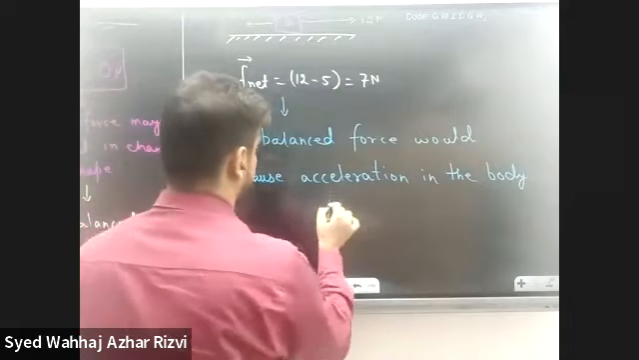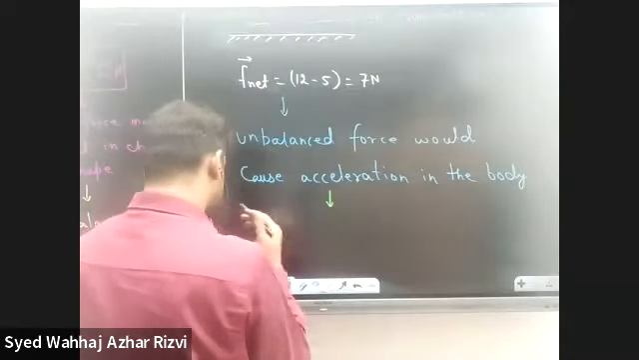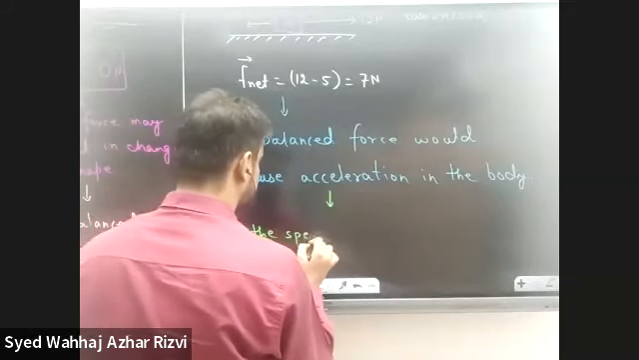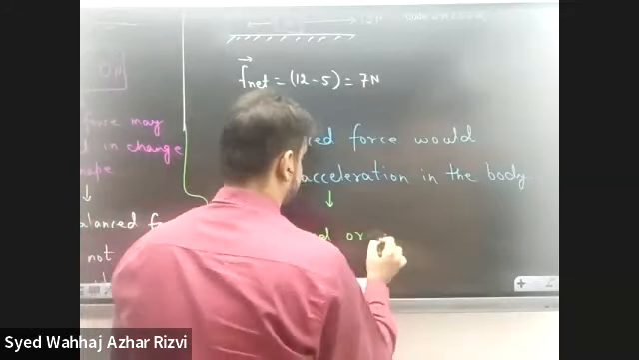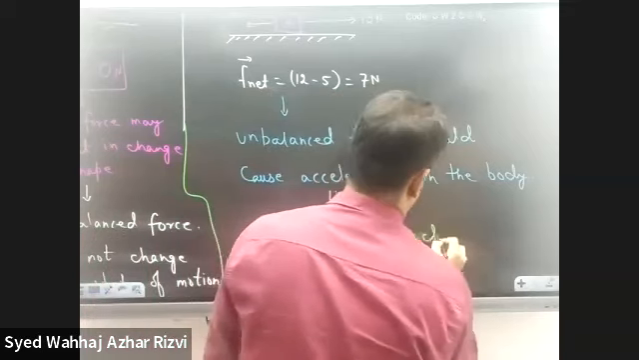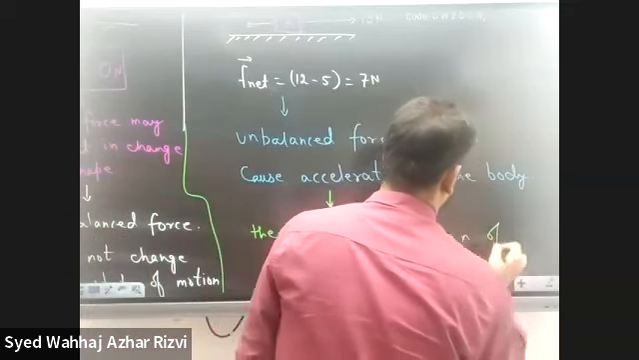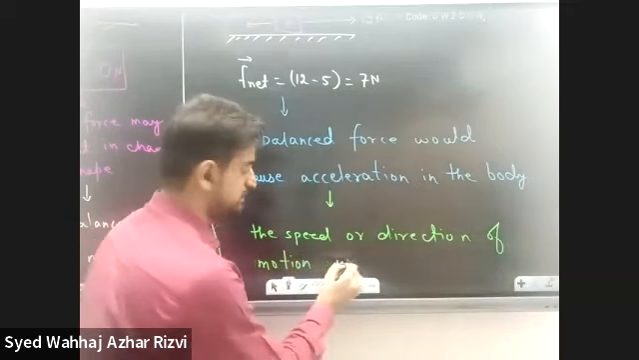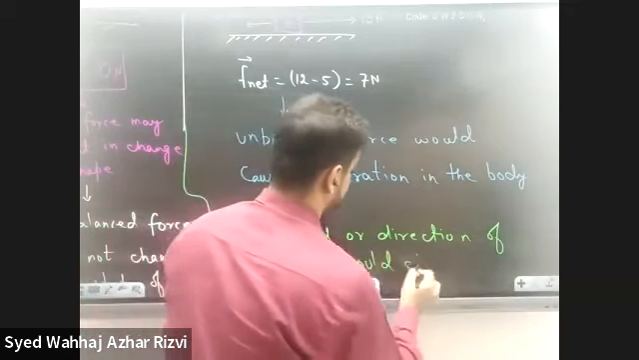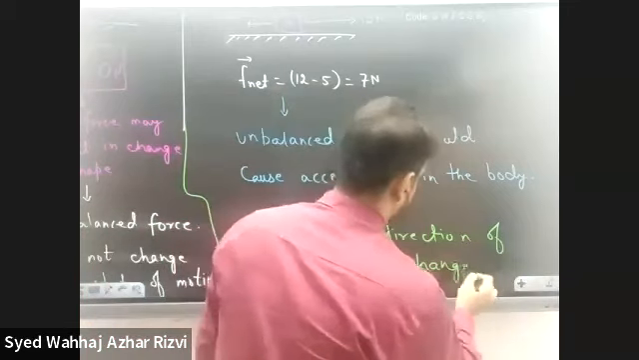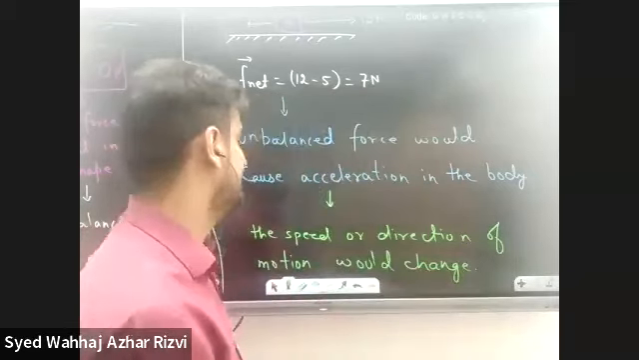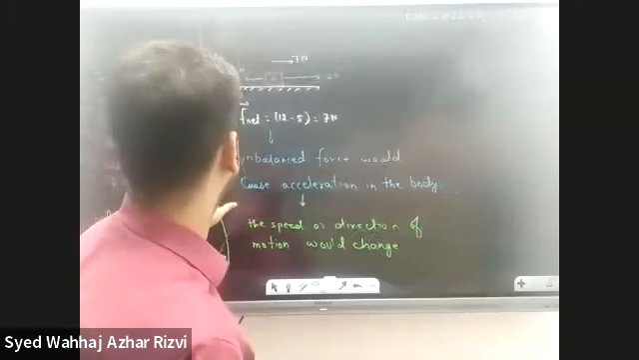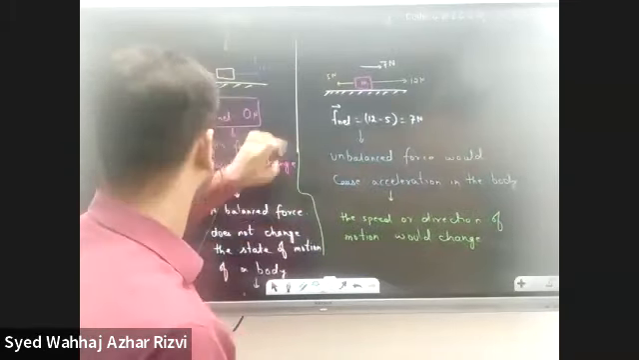Let's write the consequence of what is going to happen now. The consequence is the speed or direction of motion would change. That's something which is going to happen. Okay. So let's see once again.